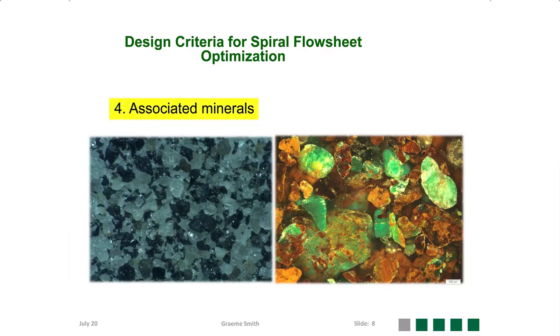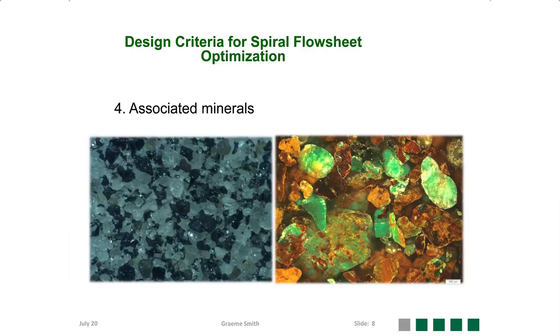The fourth is the associated minerals that go along with it. On the left, what looks like just chrome and silica, there's actually a third, olivine, a semi-paramagnetic mineral which moves together with the chrome. Or on the right, we have copper malachite with hematite associated with it.